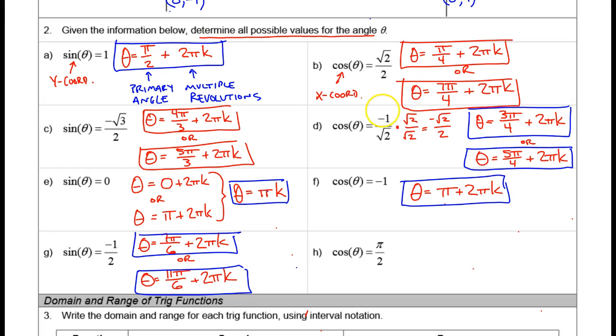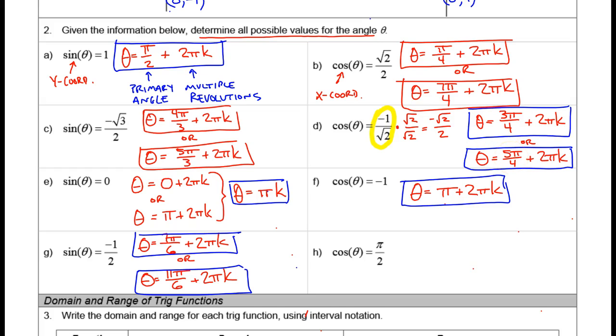Notice in this one that I gave you a number that wasn't written in simplest radical form there for the cosine ratio. So to convert that to something that we see on the unit circle, we would multiply by root 2 over 2. Gives us this negative root 2 over 2 in simplest radical form, and that corresponds to 3 pi over 4 or 5 pi over 4 on the unit circle.